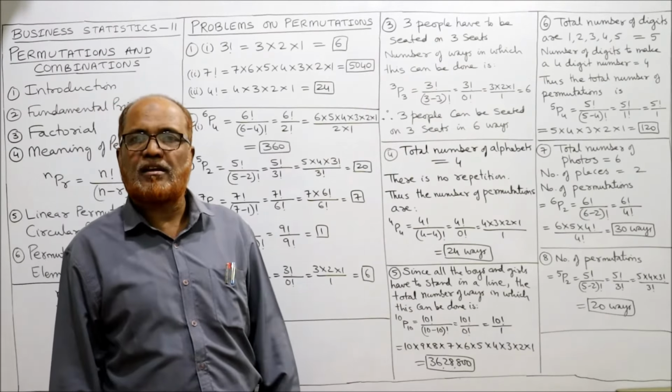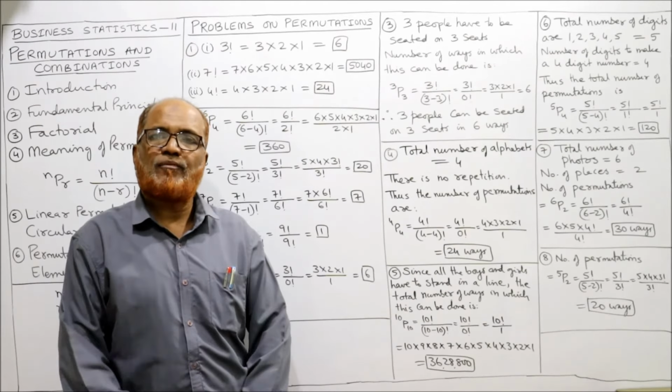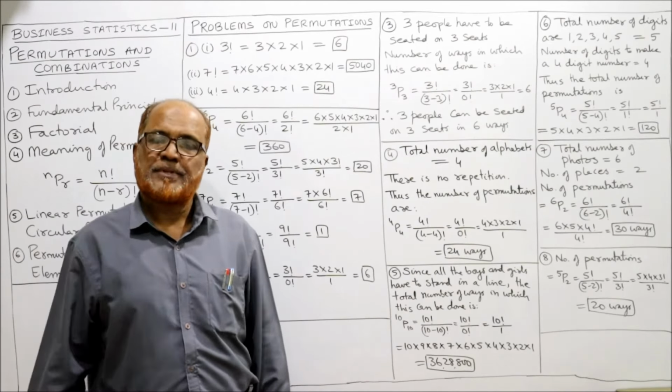Next, fifth problem. In how many ways can 6 boys and 4 girls be arranged in a straight line? Total number of persons is 10, 6 boys and 4 girls. So in how many ways can we arrange all the 10 persons in a straight line? So here n is equal to 10, r is equal to 10. We want to change all the 10 persons.